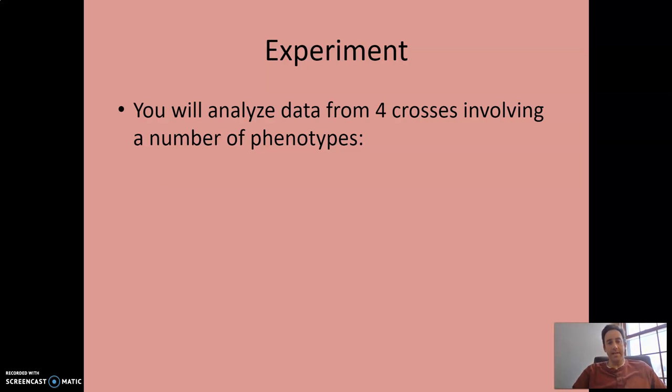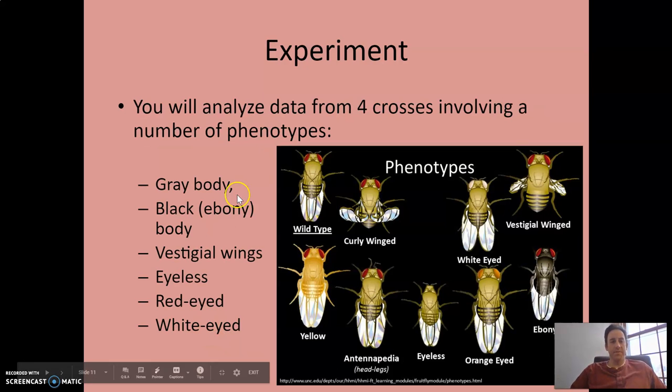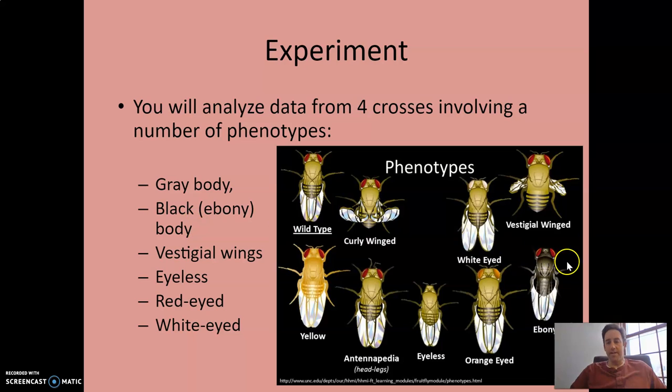So you're going to analyze data from 4 crosses, and those crosses involve a number of phenotypes. You're going to see gray body, which is the typical normal fruit fly color. But then there's this variation, the black body. They call it an ebony. It's a pretty black fruit fly. Vestigial wings mean their wings don't work anymore. They're these little spindly wings versus the normal wings. Eyeless, that's a little creepy. They literally have no eyes, aptly named. And then red eyes, which is the typical color, and then white eyes, which is another one.